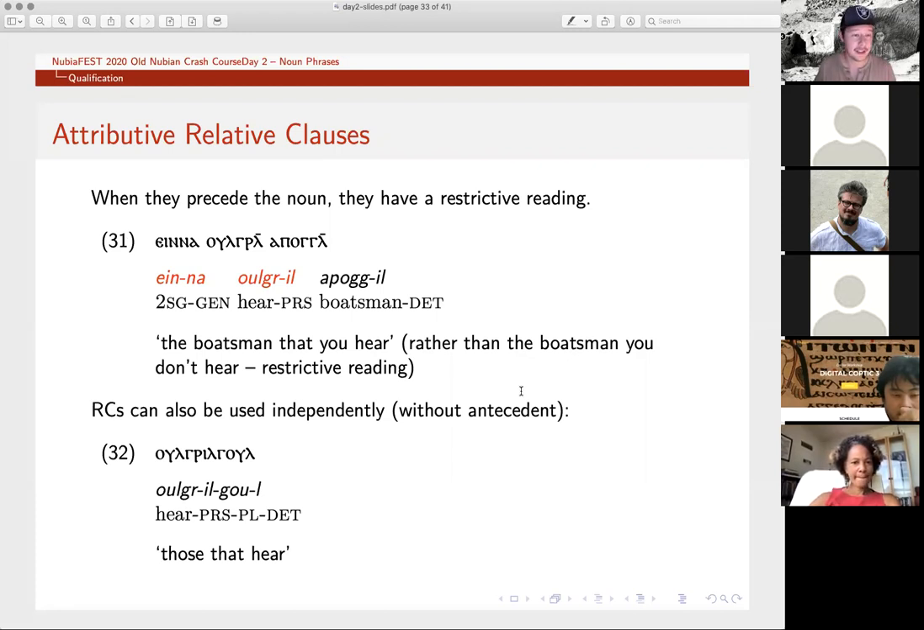All right, and then finally, relative clauses can be also used independently. So for example, you can talk about the people that hear or those that hear by using a relative clause independently, right? So your relative clause is here, it's very tiny, and with a plural marker and a determiner, those that hear. And then you can use this nominalized relative clause as the subject of your sentence, for example, or the object, or whatever you want to do with it. It becomes a noun.